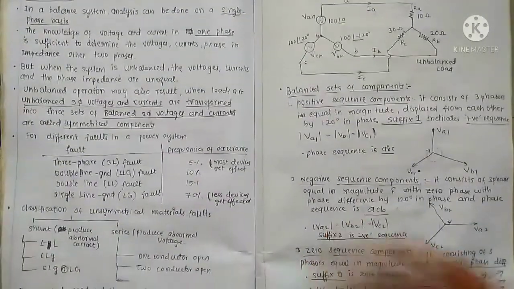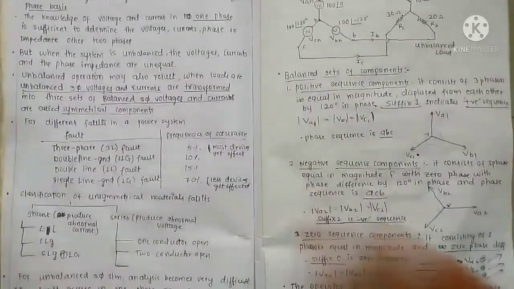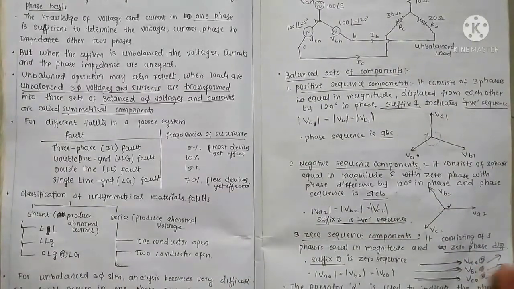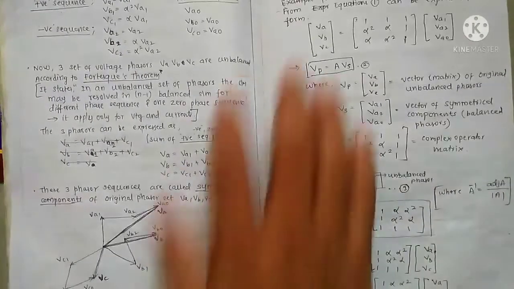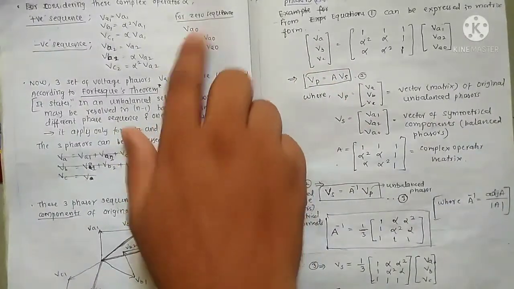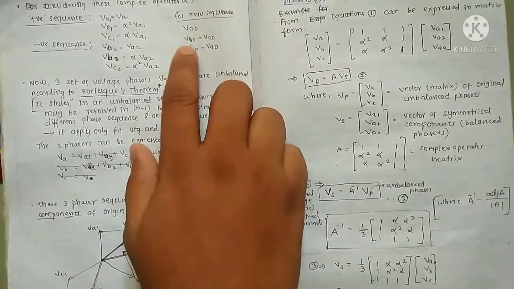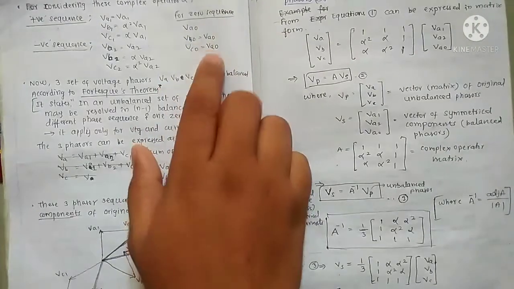For zero sequence components there is no phase difference, that is, there is no phase shift in these three vectors, they are separate, right? Therefore zero displacement generally, that is for zero sequence components, VA0 is equal to just VA0, VB0 is equal to VA0, and VC0 is equal to VA0.